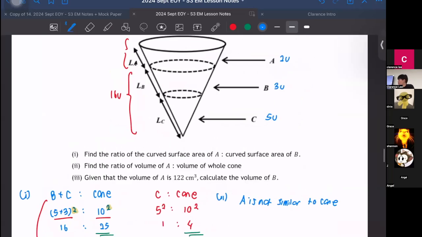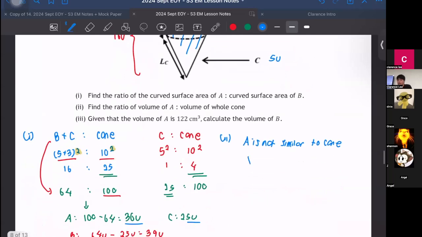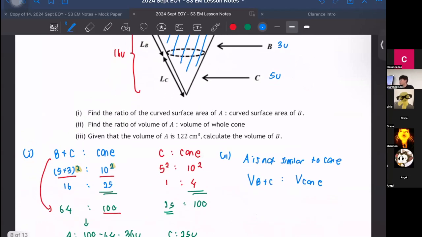The entire cone is made out of A plus B plus C. B plus C is a cone. So if you want to find the volume of B plus C to the volume of the cone, B plus C has a total of 8 units for my length. So to find volume, you must cube. 8 cubed to 10 cubed, where the cone is 10. Same thing, simplify this entire thing into the simplest fraction. You will get 64 is to 125.